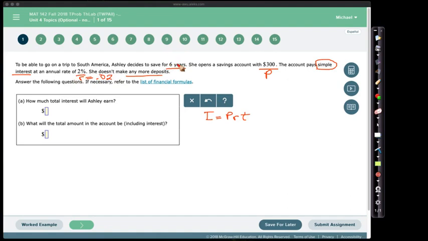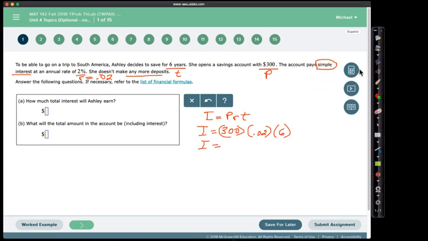The time is in years. She's going to save for 6 years. So there's our T right there. So we end up with 300 times 0.02 times 6. And that's going to be the amount of interest. So the amount of interest, we can use the ALEX calculator here.